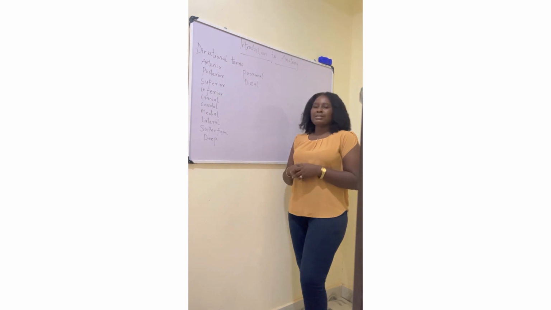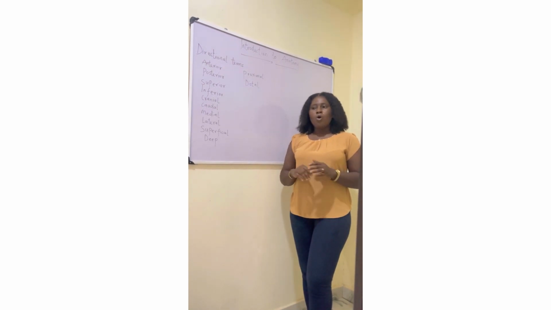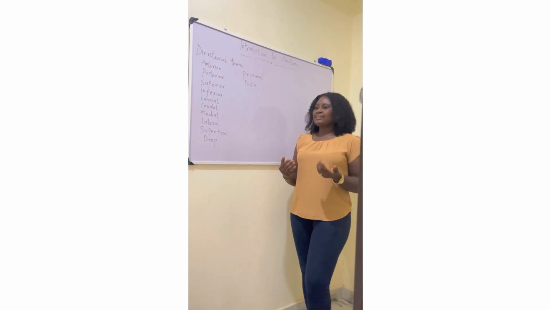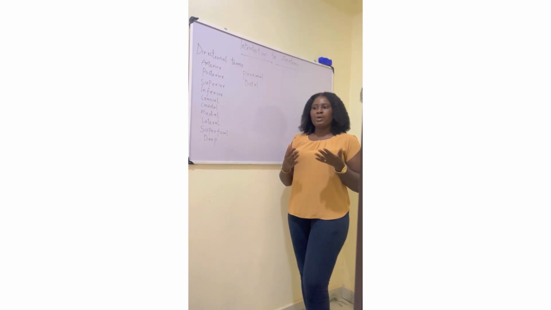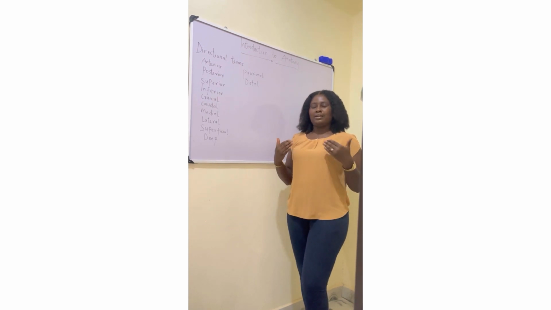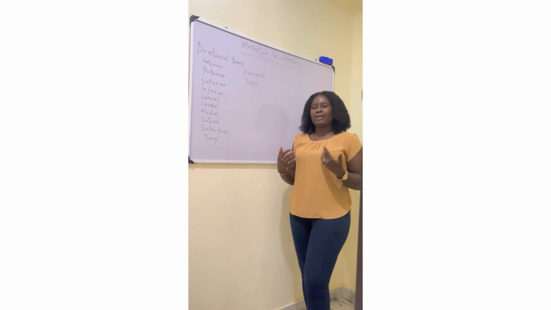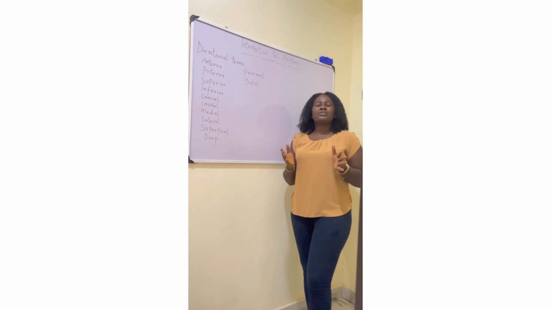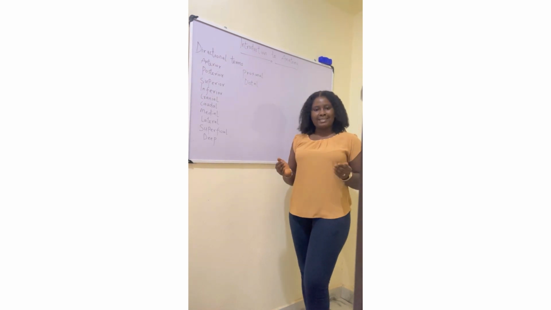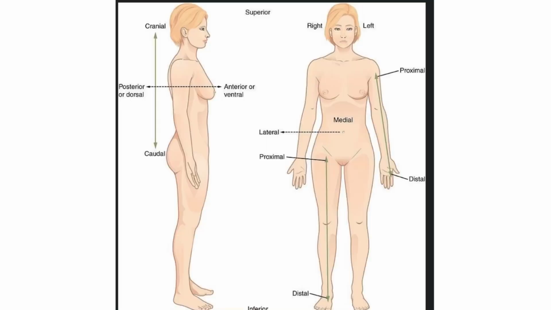For instance, you can say that the chest is anterior to the spine. What do I mean? The chest is located between the neck and the abdomen. So it is located in the front, while the spine or the vertebral column is located at the back. So therefore, in reference to an anatomical position, the chest is anterior to the spine.